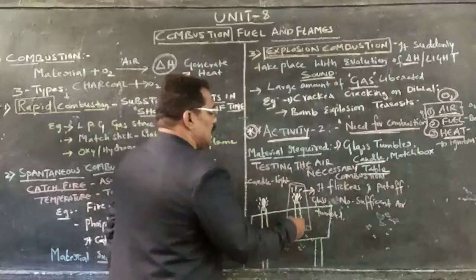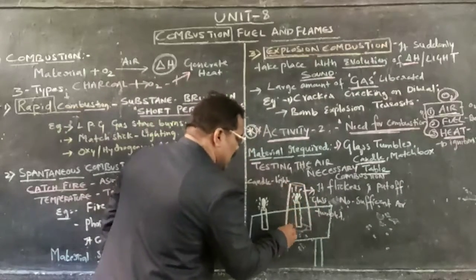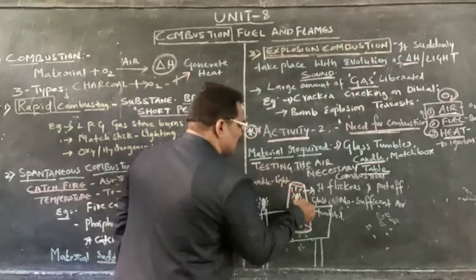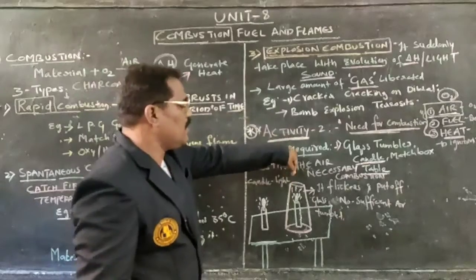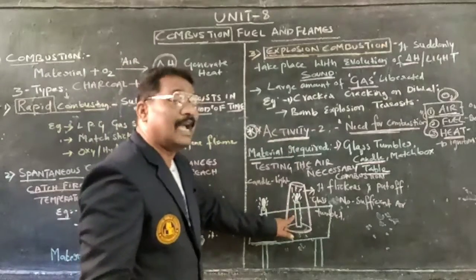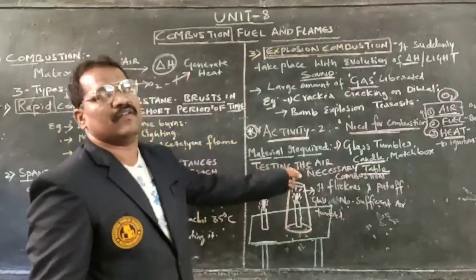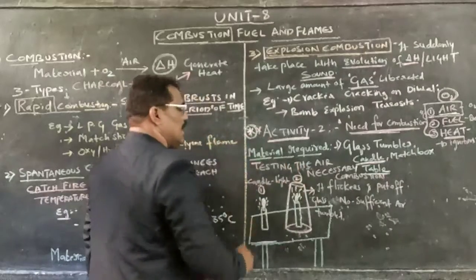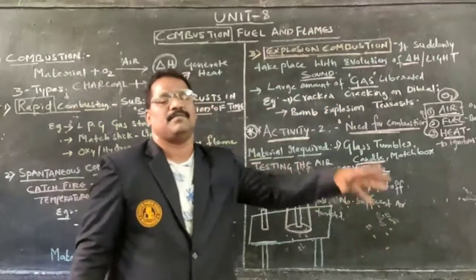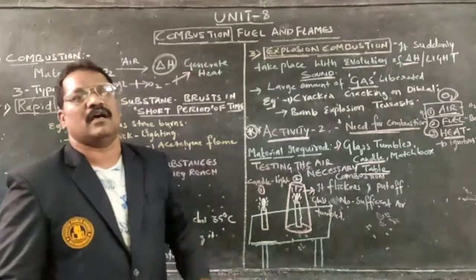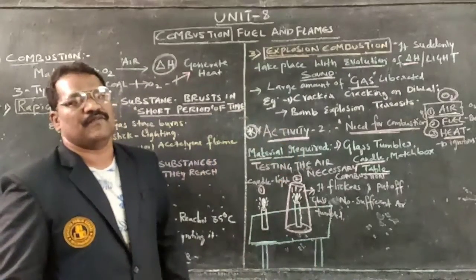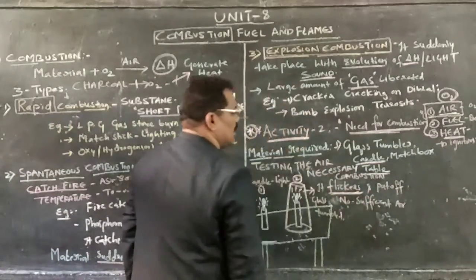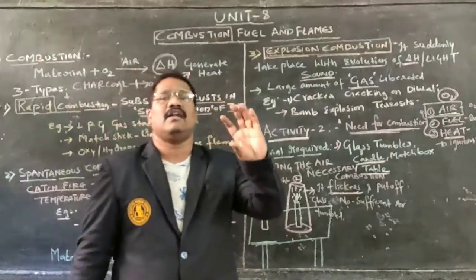Then afterwards, take a glass tumbler. I have taken it. What I am doing with this glass tumbler is inverting it and placing it over the candles, which are burning with a flame. This is the first candle and this is the second candle. As you place it, within a few minutes we observe that the candle flickers and then it is put off.